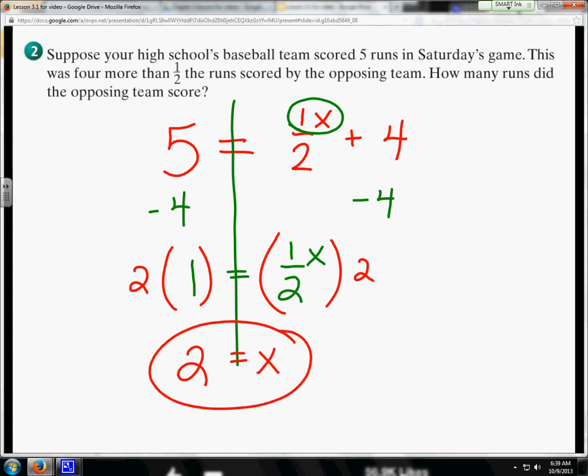Now, let's see. The baseball team scored 5. This was 4 more than half the runs. So half the runs would be 1 plus 4 is 5. So that works.